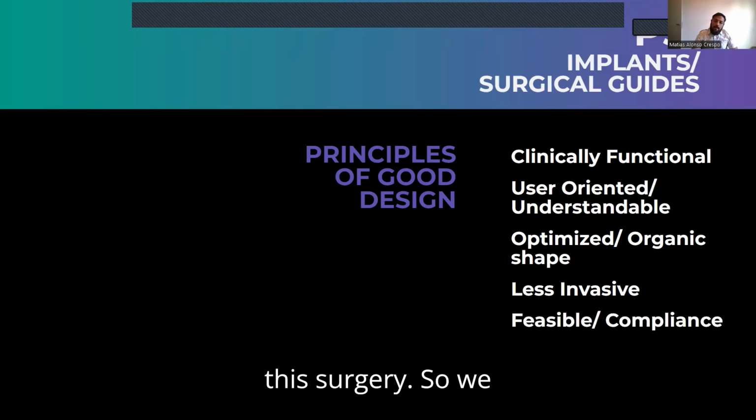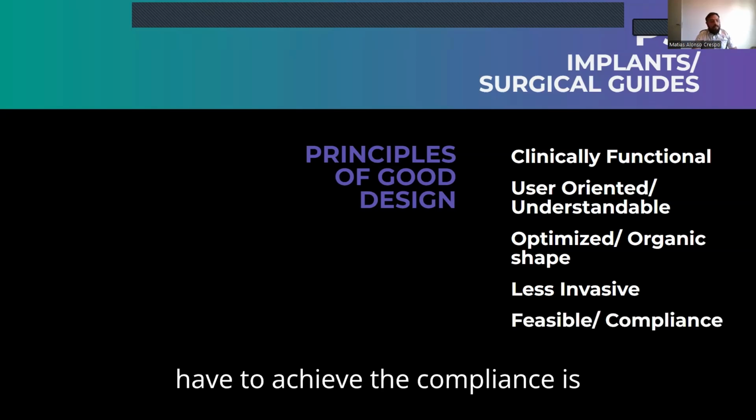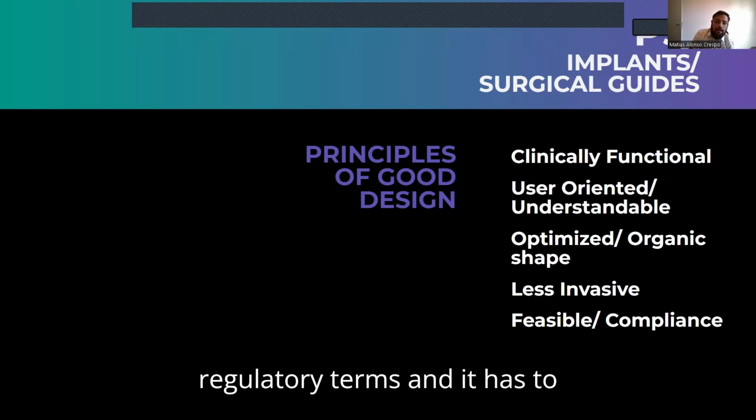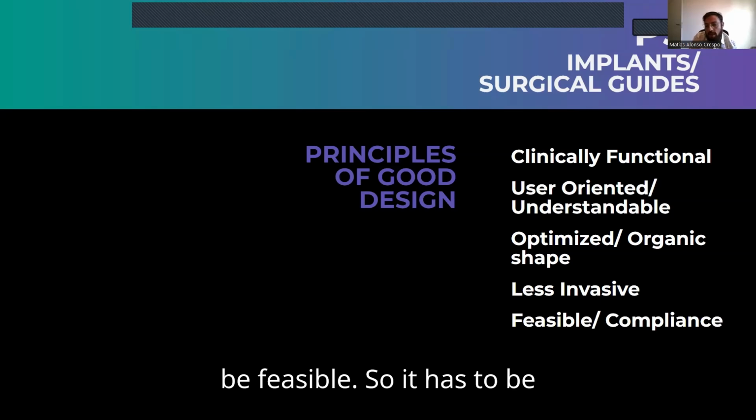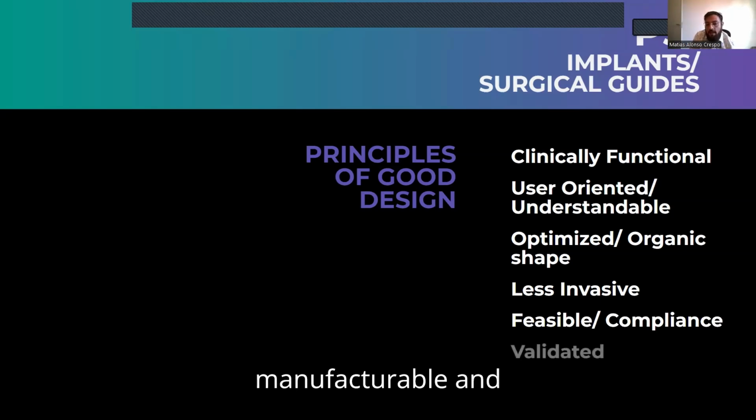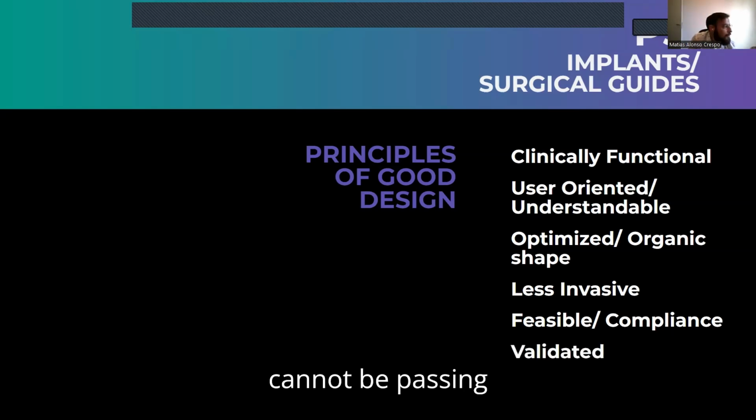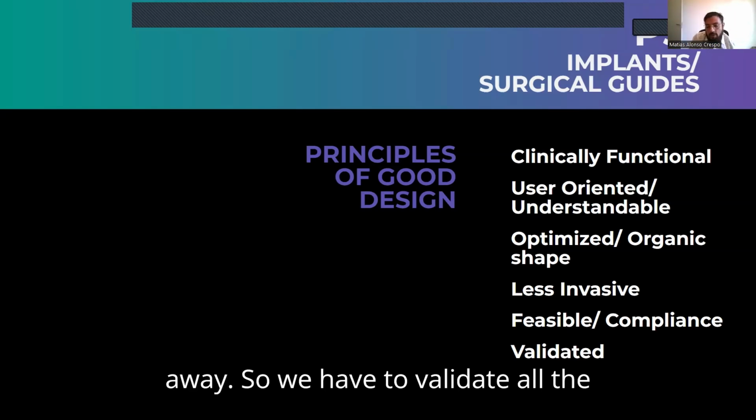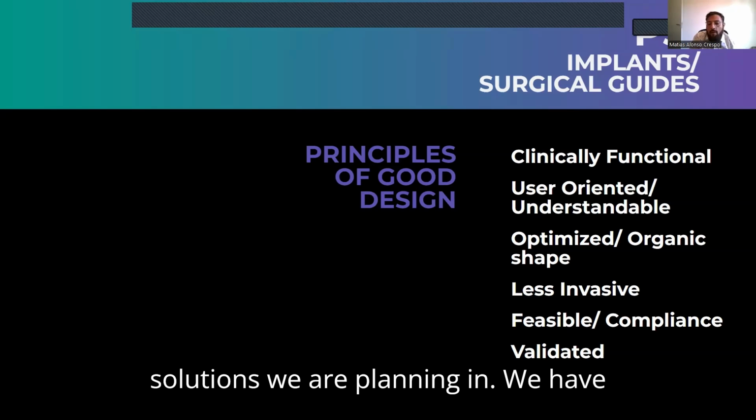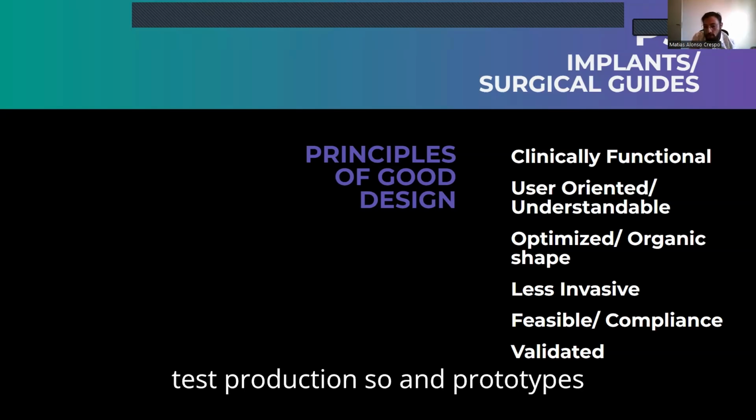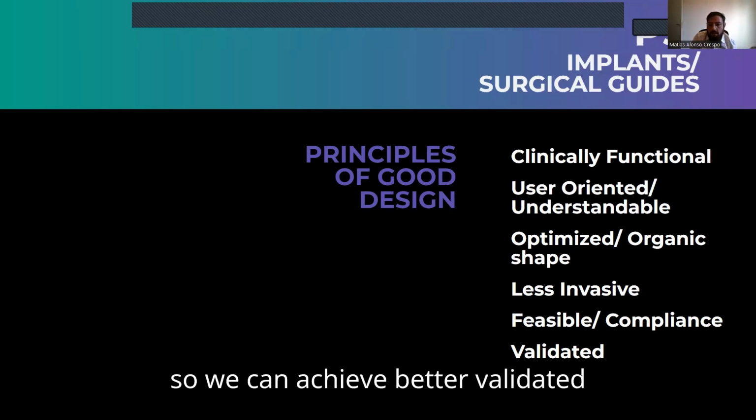So we have to achieve compliance. It's important to meet regulatory terms, and it has to be feasible. So it has to be manufacturable, and most of all, it has to be validated. This cannot be skipped. We have to validate all the solutions we are planning. We can use simulations, or we can do test productions and prototypes, so we can achieve better validated solutions.